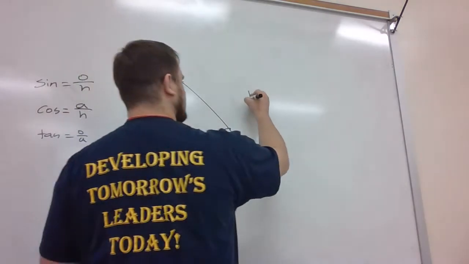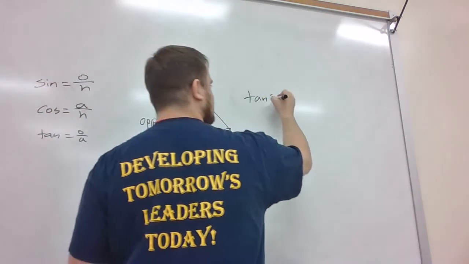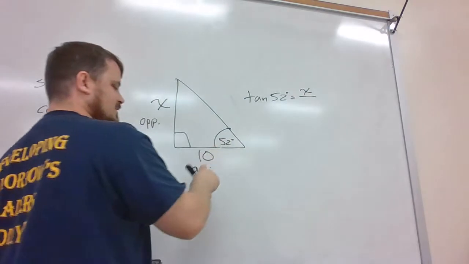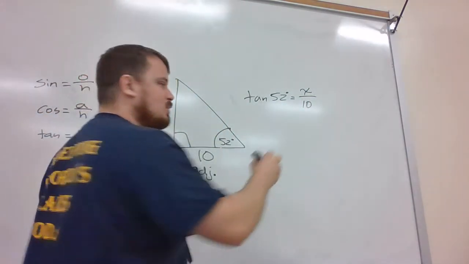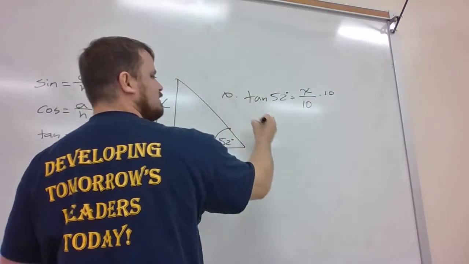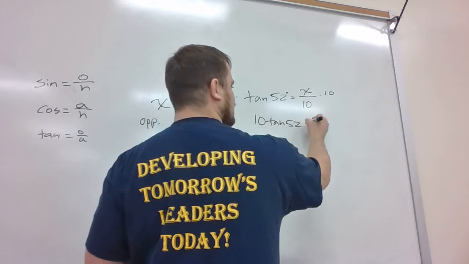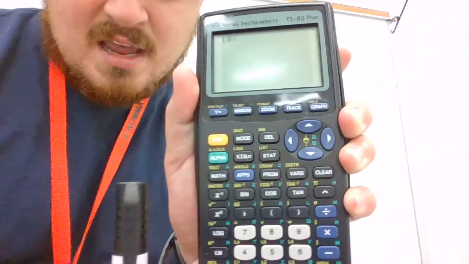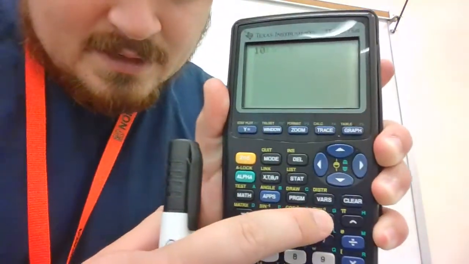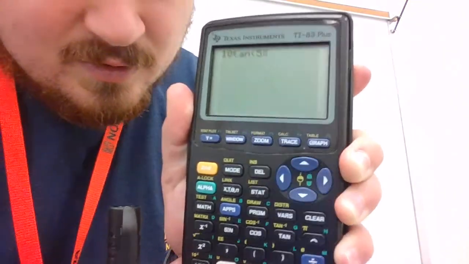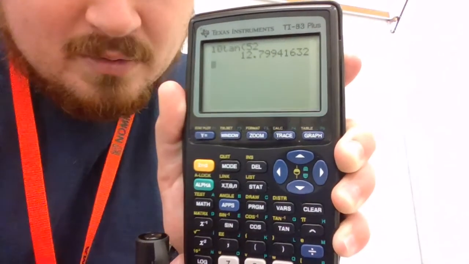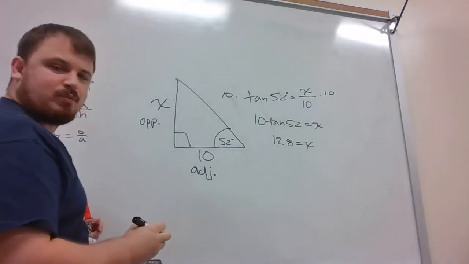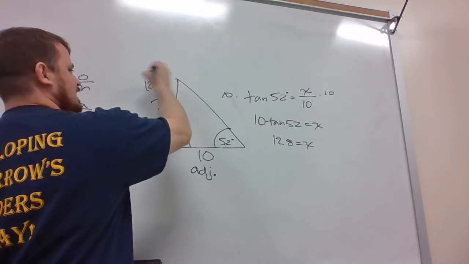Okay, so this one ends up being a bit easier because when you set this up, it's tan 52 degrees equals opposite, which is x, over adjacent, which is 10. Okay, now multiply both sides by 10. And so we get 10 tan 52 equals x. So let's just go ahead and plug that in. So 10, and then tan, and then 52, and we press enter. 12 point, remember rounding to the tenth, 12.8. Okay, so 12.8. So the missing side right here is 12.8.